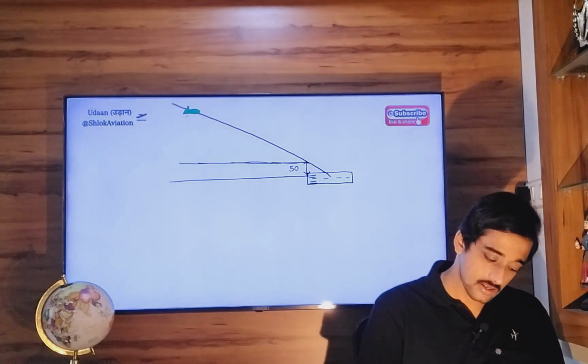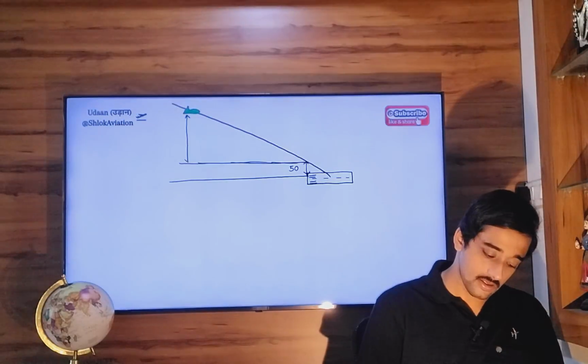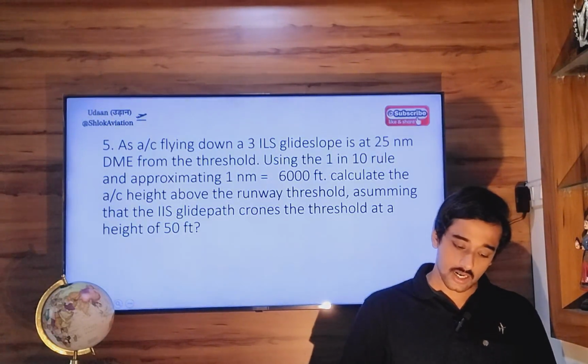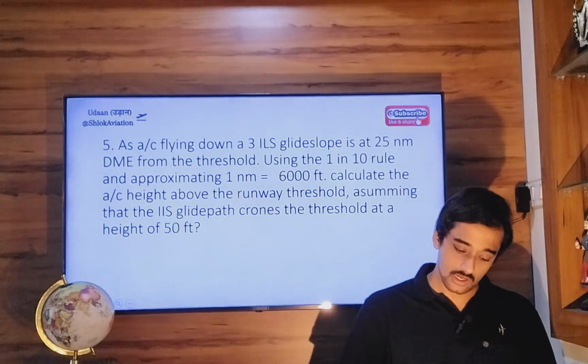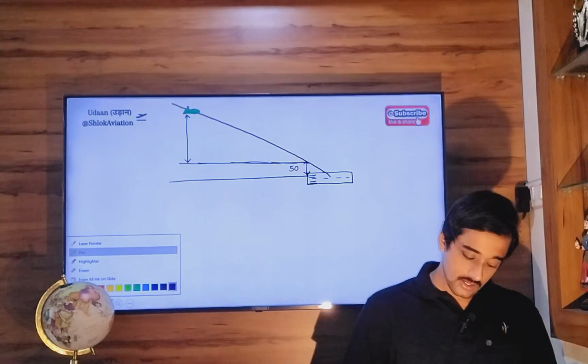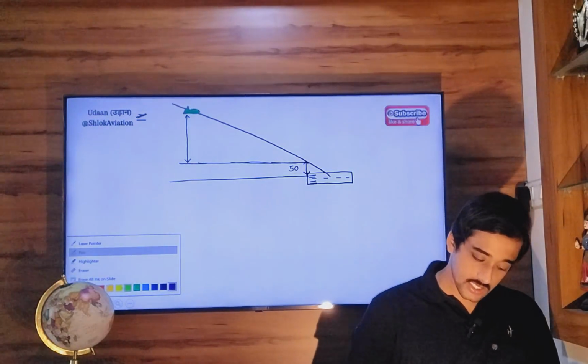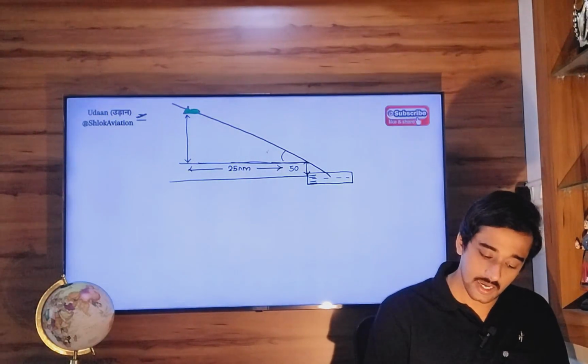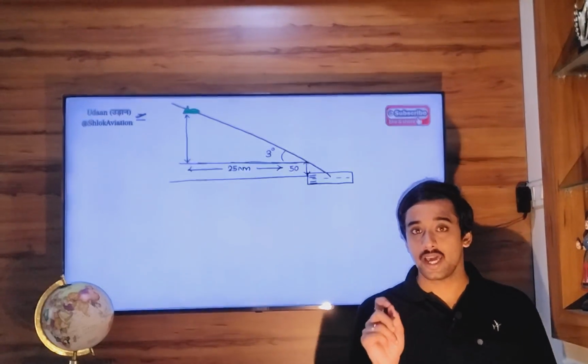like this. Okay, so the aircraft is at 25 miles from the threshold. Calculate the aircraft height above the runway threshold. So this is 25 nautical miles away from the threshold. This is a 3-degree glide slope. We have to calculate aircraft height.